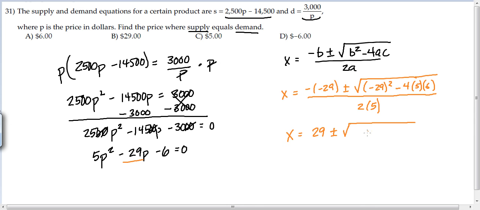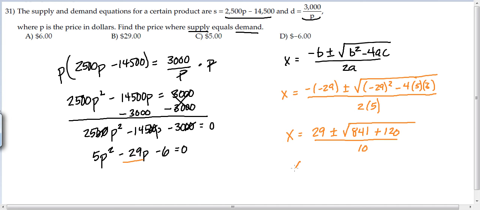And then we do negative 29 times itself, and we get 841. And then here there's a negative in there. It's kind of hard to see it. But we have two negatives, negative 6 from the c, and then of course minus 4ac. So that's going to be a plus. And then 4 times 5 times 6 is 120. And then we divide that by 10.